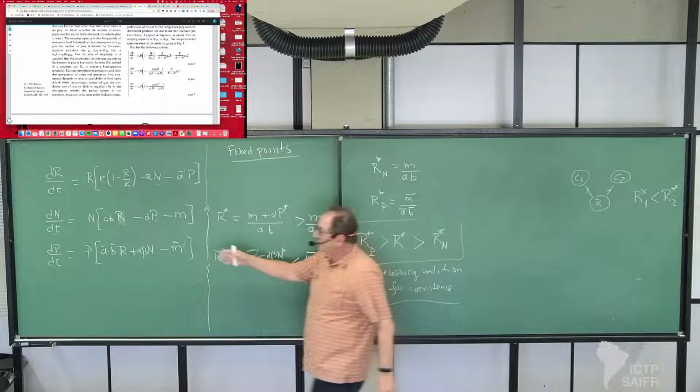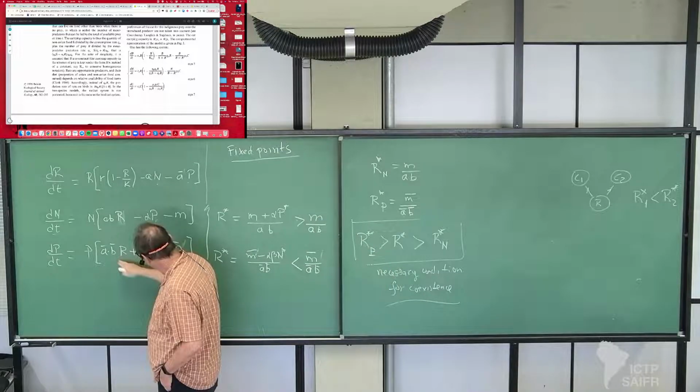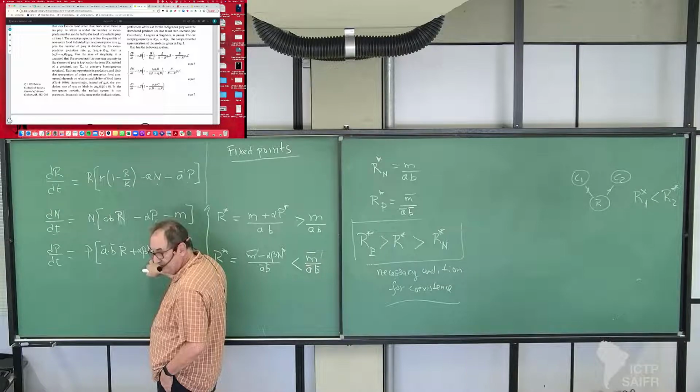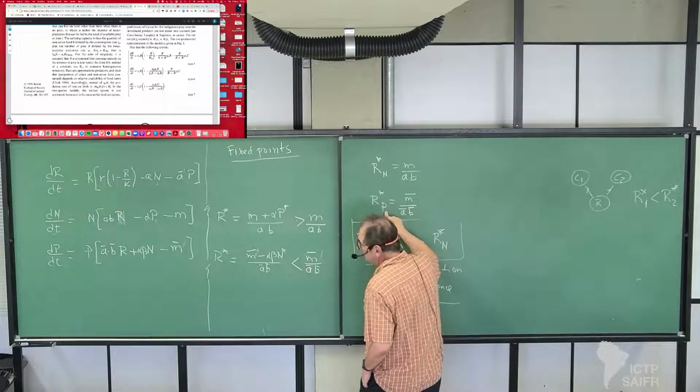Therefore, I put the N here. And now do the same reasoning. Supposing there's no prey here. There's only the predator and the resource. It's again a consumer-resource relation, and I do the same reasoning. In order to find the resource level at equilibrium, I put the N equal to 0 here. It gives me R star index P equal to M bar over A bar B bar.